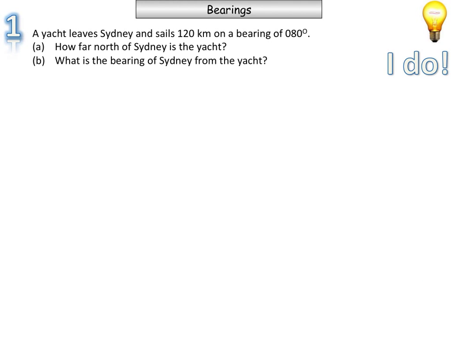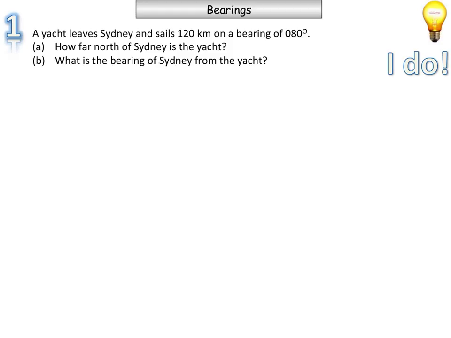Okay, so here's a worded question. A yacht leaves Sydney and sails 120 kilometres on a bearing of 80 degrees. We've got two parts: how far north of Sydney is the yacht, and what is the bearing of Sydney from the yacht? Now, a diagram will be a very handy thing to have. Sometimes you'll have to draw your own diagram, sometimes the diagram will be given to you.